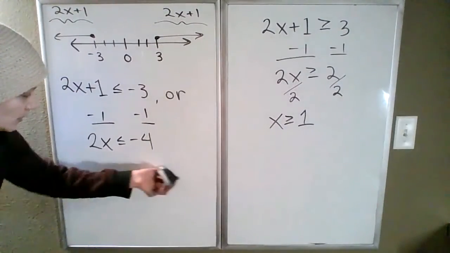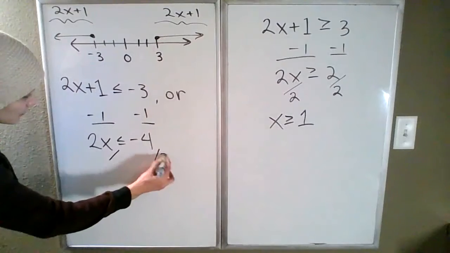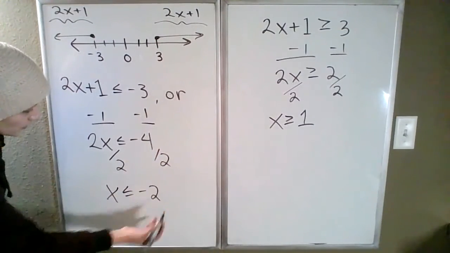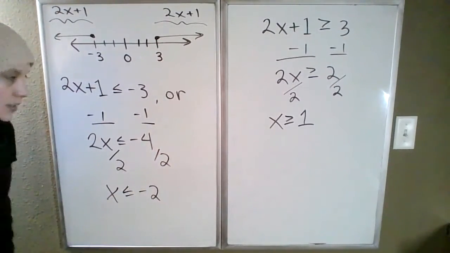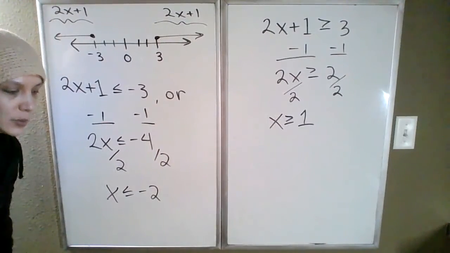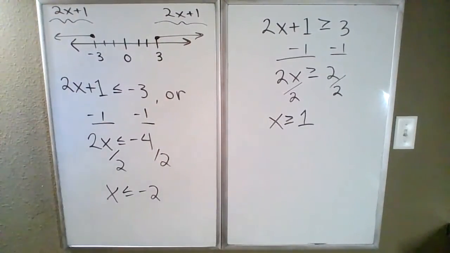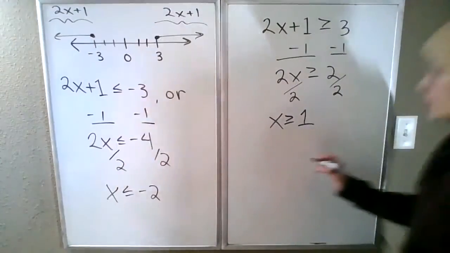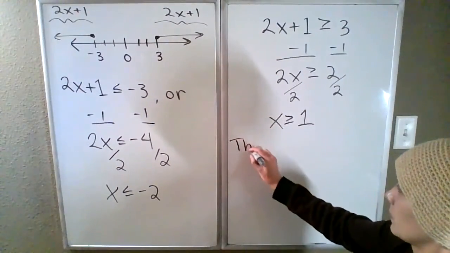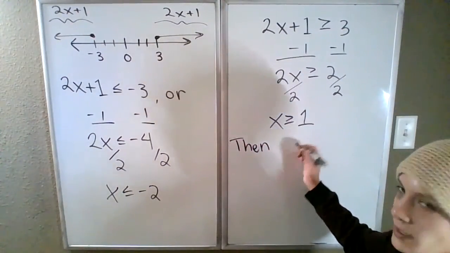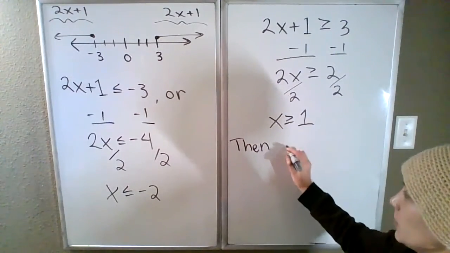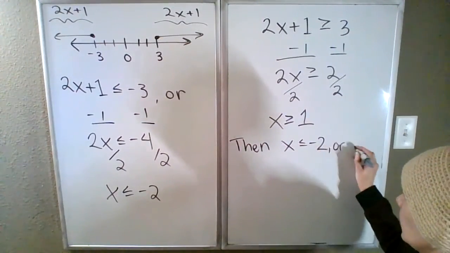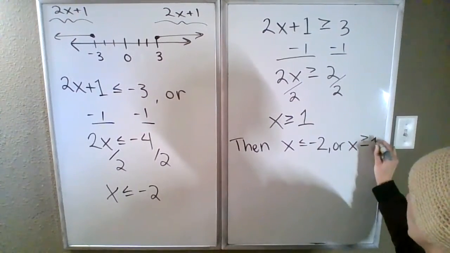So we're dividing both sides by 2. X is less than or equal to -2. So if we were going to write it algebraically, we want to put both parts together. It doesn't matter which part is first, really. You could put x less than or equal to -2, or x is greater than or equal to 1.